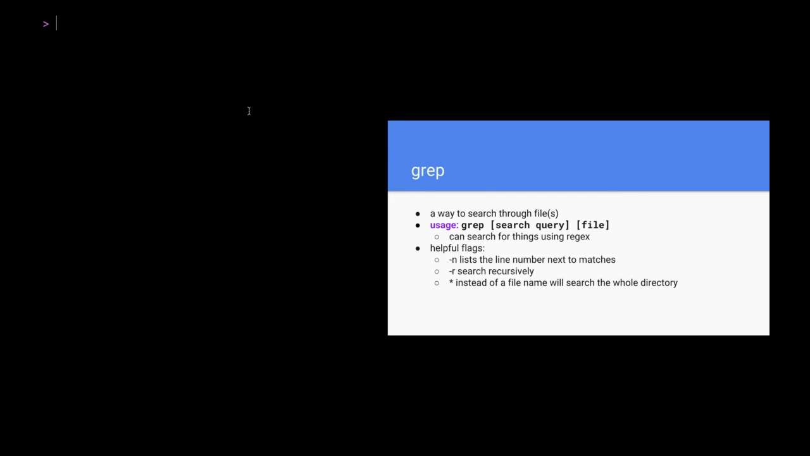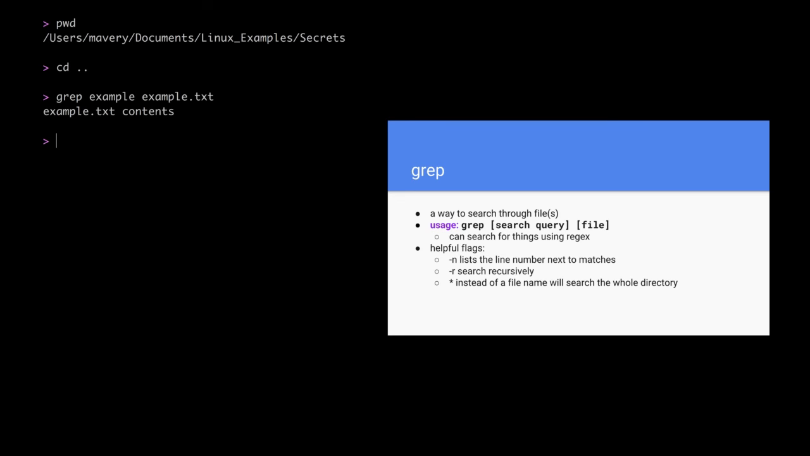Okay, so grep is, let me get back to Linux examples. Grep is a way to search through files. So you do grep and then a search query and a file name. So I'm going to do grep example in example.txt. And it gives you a line-by-line readout in the file where those things occur. So this is the only line in example.txt where the word example appears. And so some helpful flags are grep -n example in example.txt.